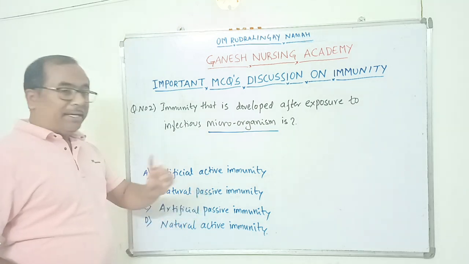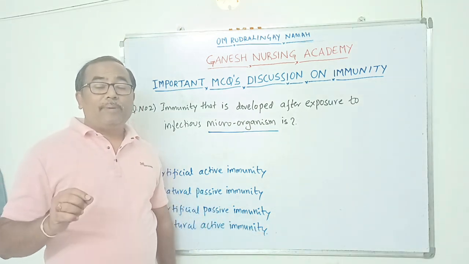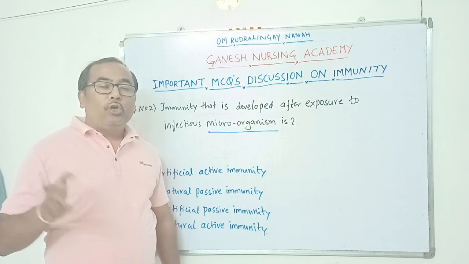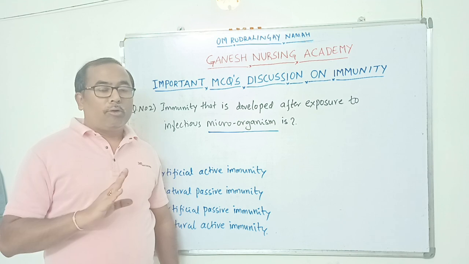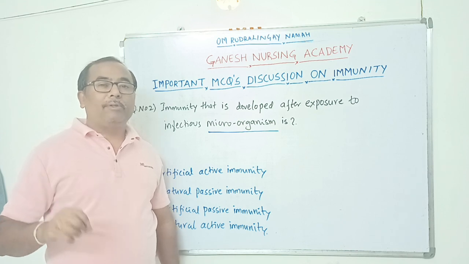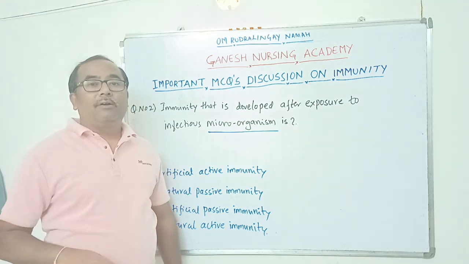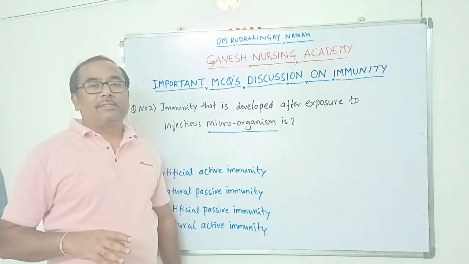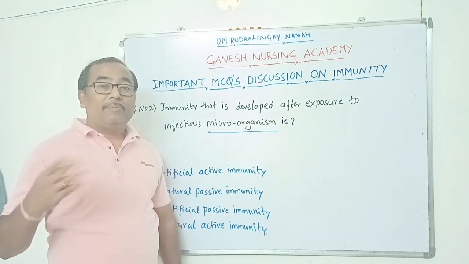Now natural passive immunity. What is natural passive immunity? Natural passive immunity means immunoglobulins are not actively prepared by the host cells of our body. They are transferred from mother to the fetus, or they are transferred artificially. So that is known as passive immunity.